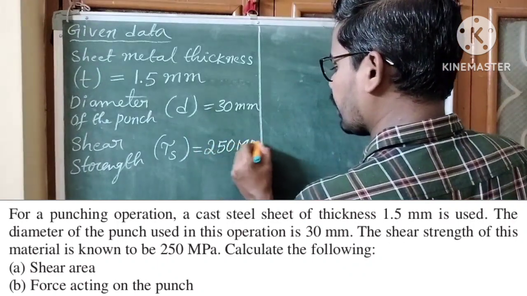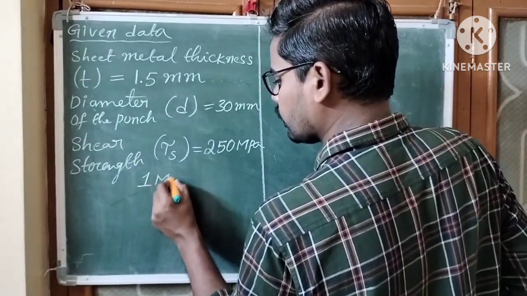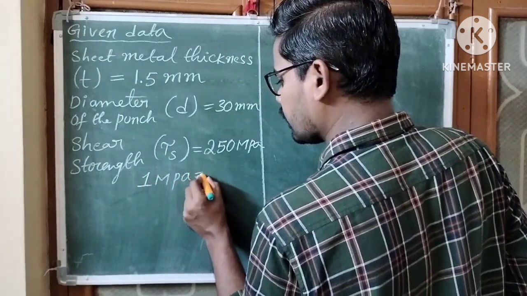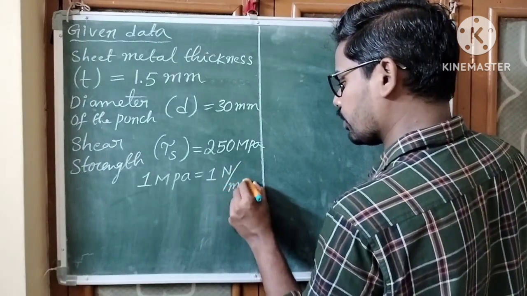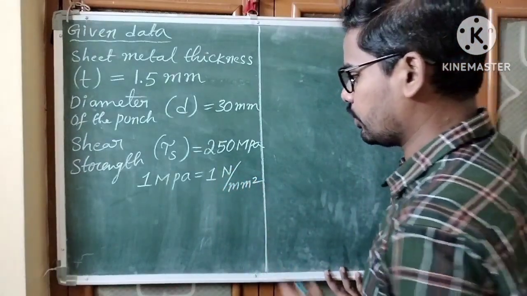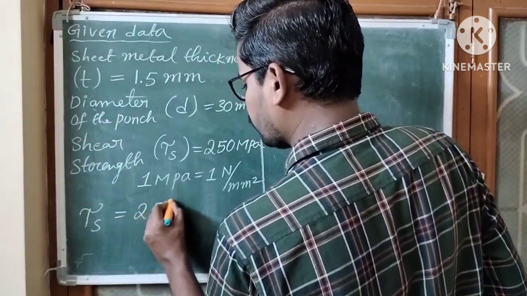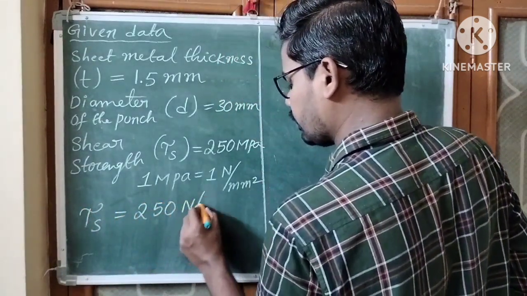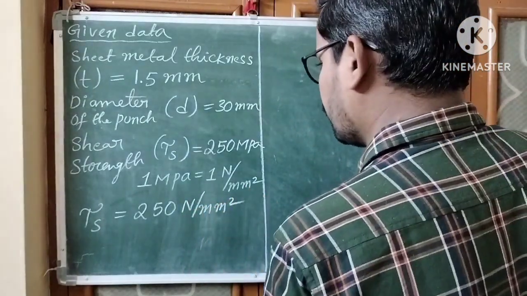250 MPa means megapascal. So we know that 1 megapascal is equal to 1 Newton per mm square. So 250 megapascals means tau s is equal to 250 Newton per mm square.